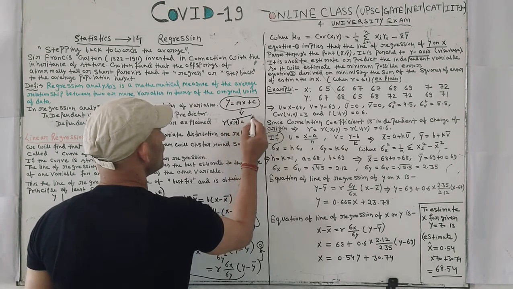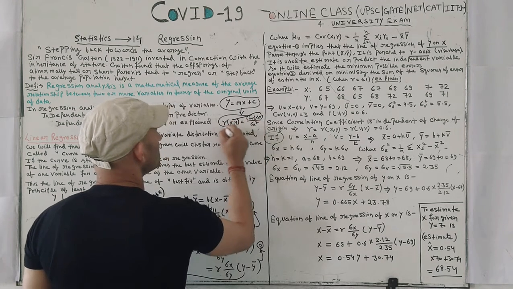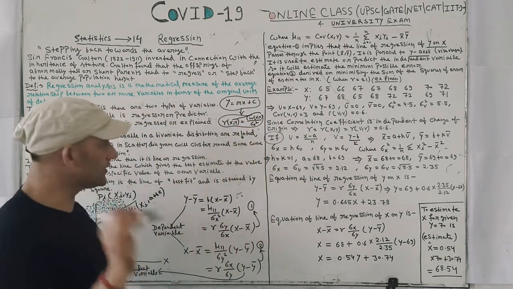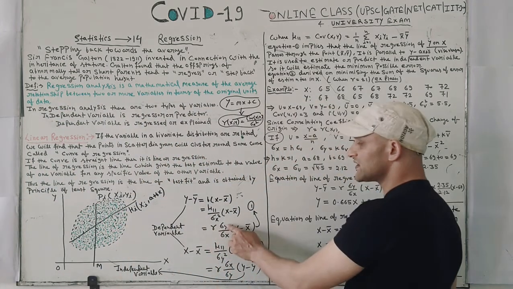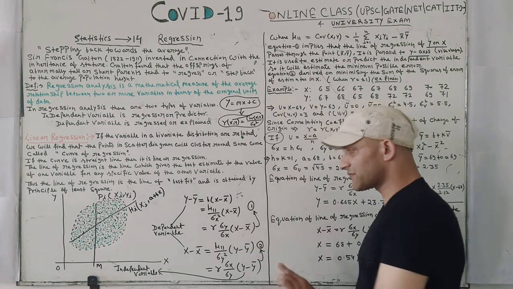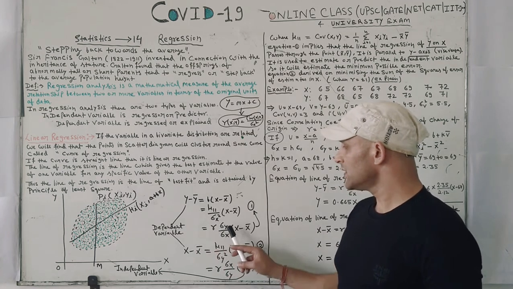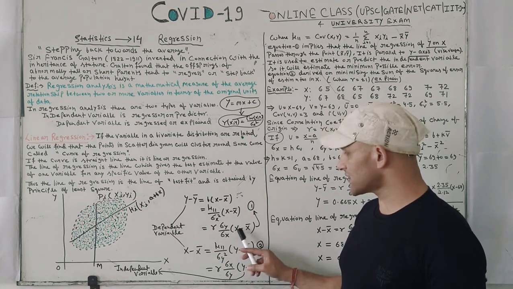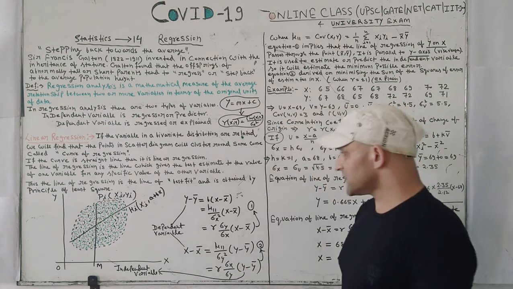Rxy is equal to covariance of x y upon sigma x square. Okay, so already we have done this formula. So in place of this, we have written r sigma y upon sigma x and x minus x bar. So the first formula is y minus y bar is equal to r sigma y upon sigma x times x minus x bar. Now I will explain what is the meaning of this.